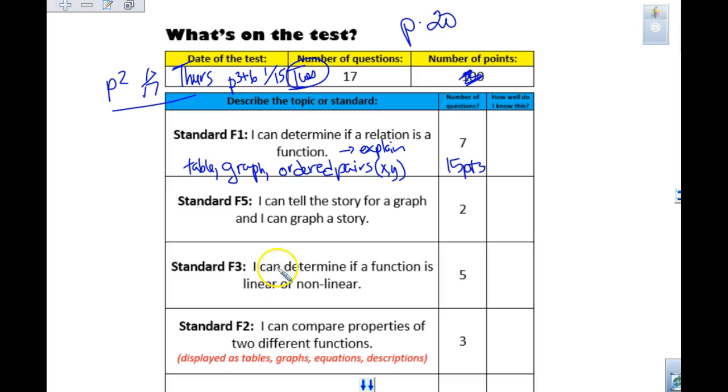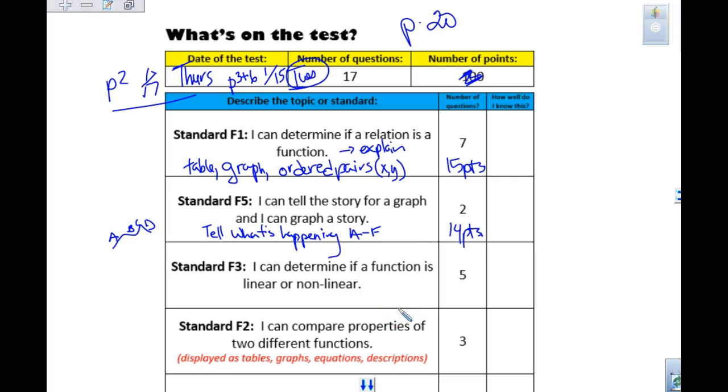The next standard that you want to write down: I can tell the story of a graph, and I can graph a story. There's 2 questions, 14 points. I'll show you in your review in a few minutes what that looks like, but I might have a picture of a graph, and I'm going to ask you to tell me what is happening in parts A, B, C, D, A through like F. So there'll be a graph and it'll have different parts of the graph, right? This would be like A, this would be B, this would be C, this would be D.